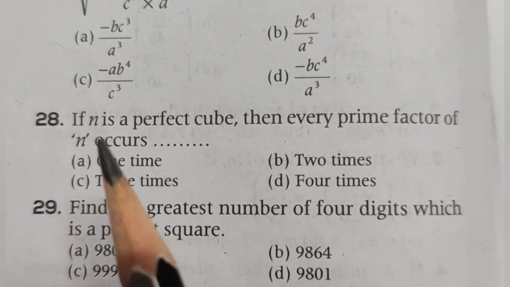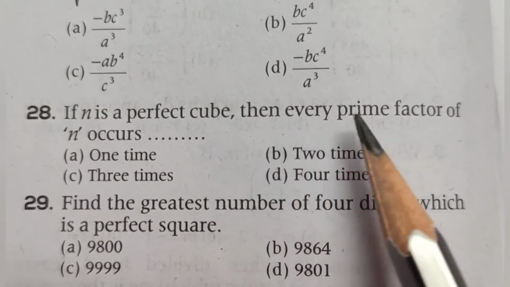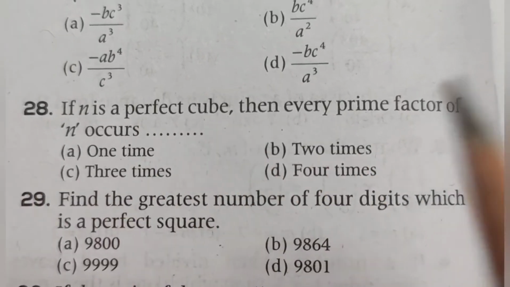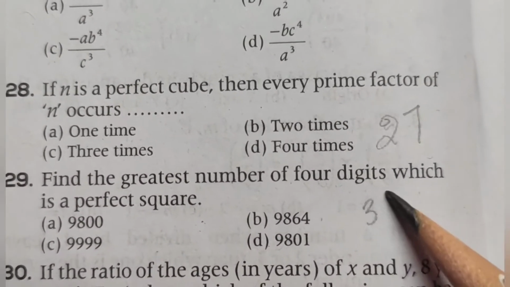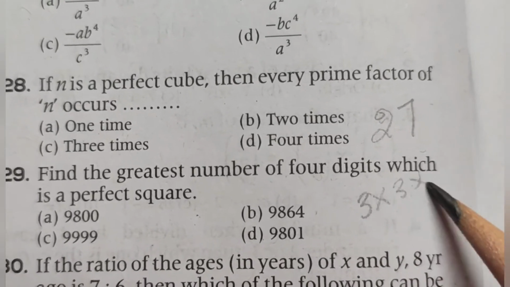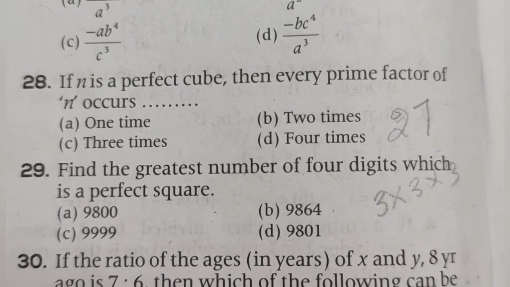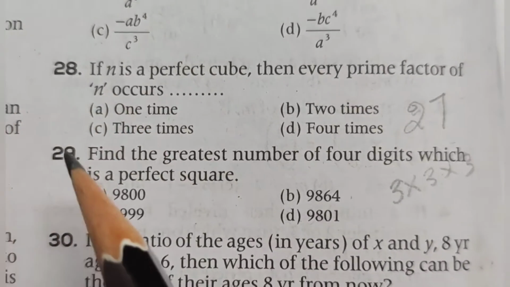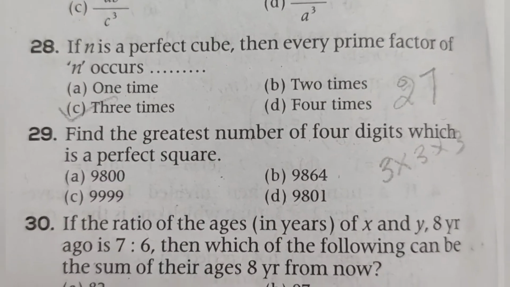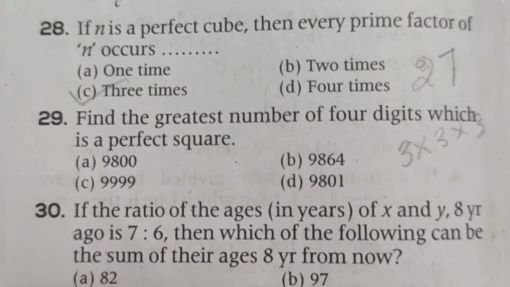28. If n is a perfect cube, then every prime factor of n occurs. See, if 27 is a perfect cube, prime factors of 27: 3 into 3 into 3. So for any perfect cube, its prime factors occur 3 times. So option C, 3 times.